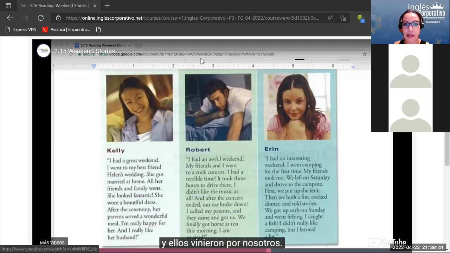Were es el pasado de. Ahorita les escribo ahí. Were. Que es lo que uno lleva puesto, lo que va vistiendo. Entonces ella vistió. She wore a beautiful dress. Ella vistió un bonito vestido. Okay.